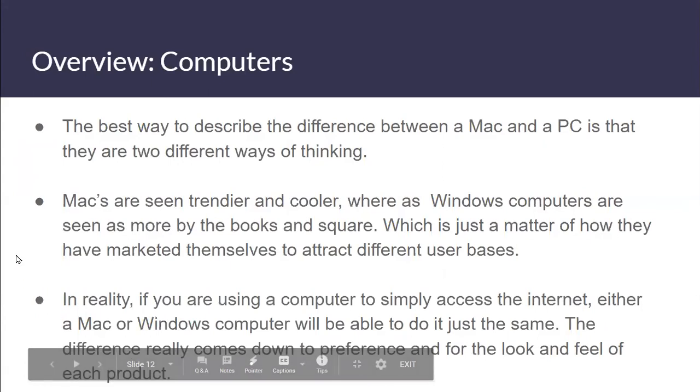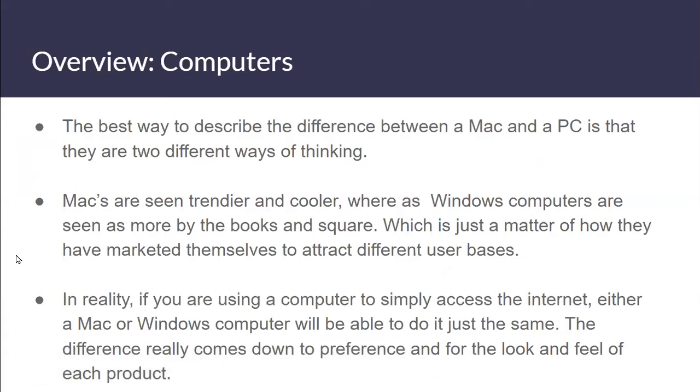The overview of computers. The best way to describe the difference between a Mac and a PC is that they are two different ways of thinking. Macs are seen as trendier and cooler, whereas Windows computers are seen as more by the books and square, which is just a matter of how they have marketed themselves to attract different user bases.